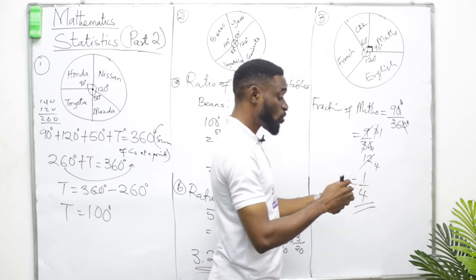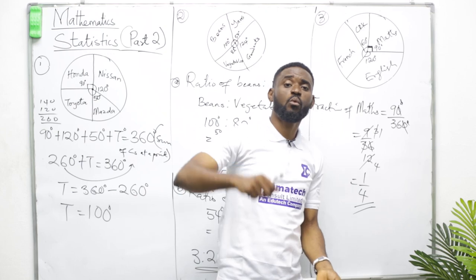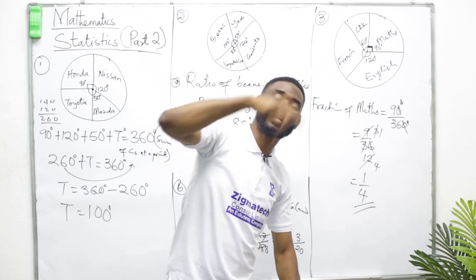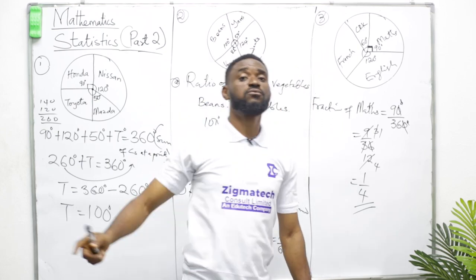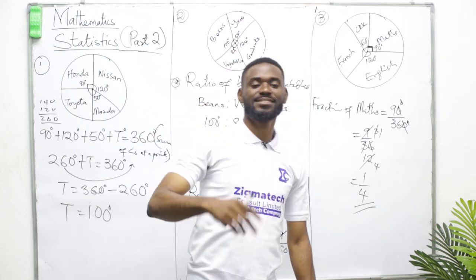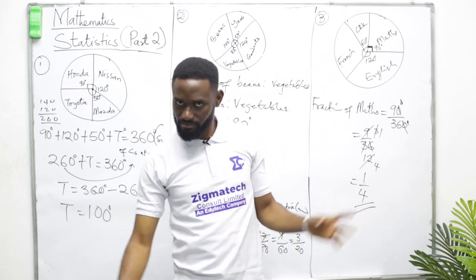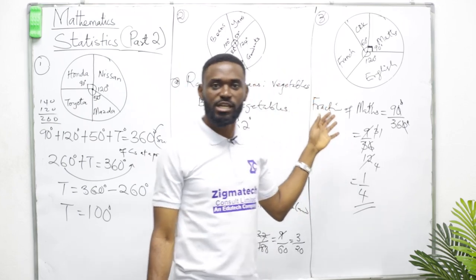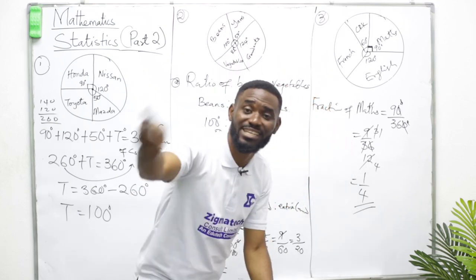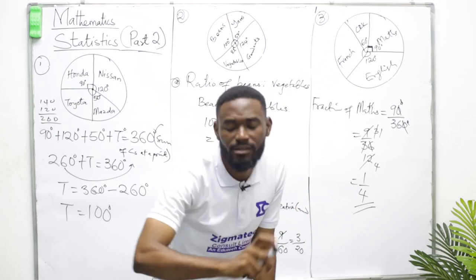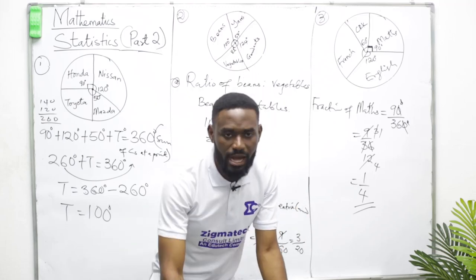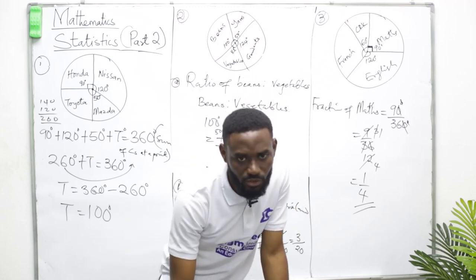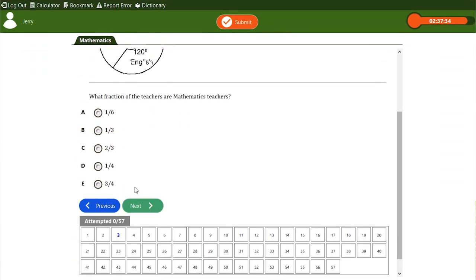So 1 over 4. So 1/4 of the entire, that is what it means. 1/4 of the entire teachers are mathematics teachers. Can you see what that represents now? If they ask us to find the fraction, it means that 1/4 of all the teachers in that college are mathematics teachers. Okay? All right, so that is that. And of course, our answer is option D.